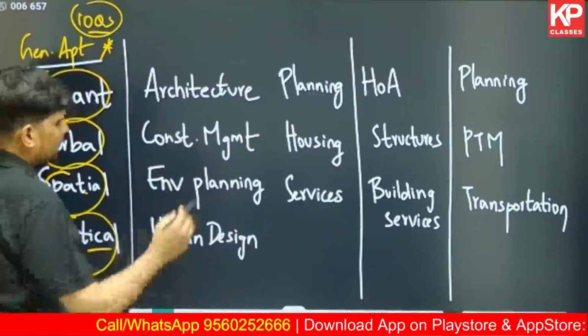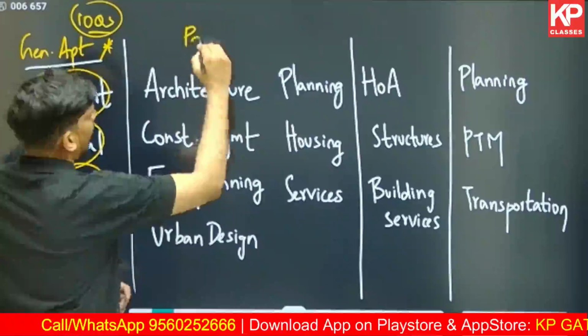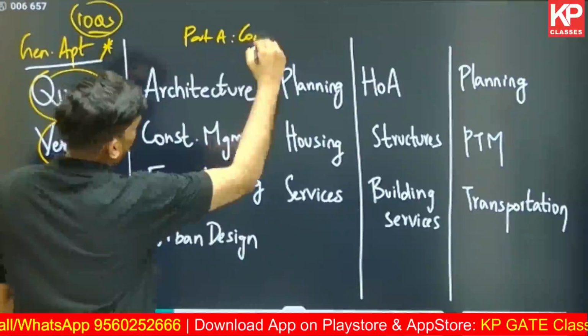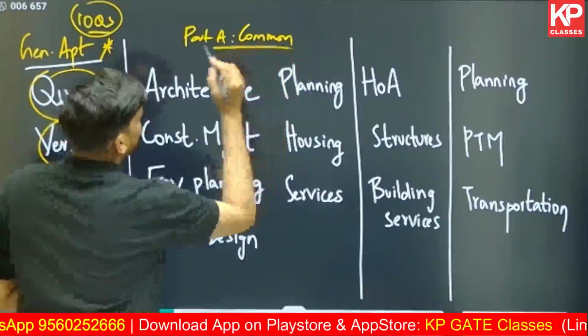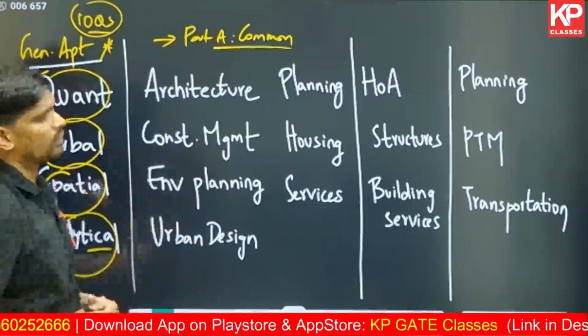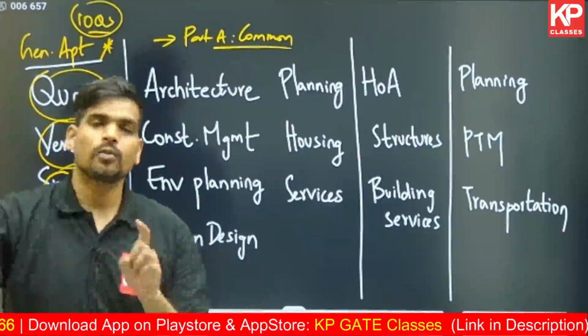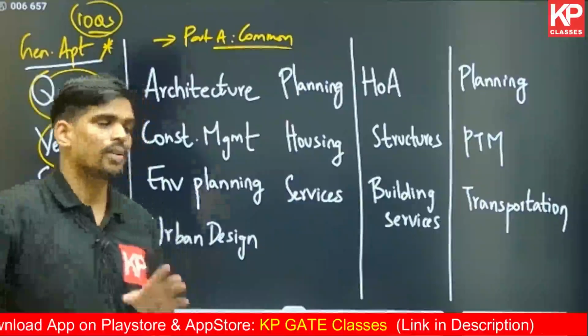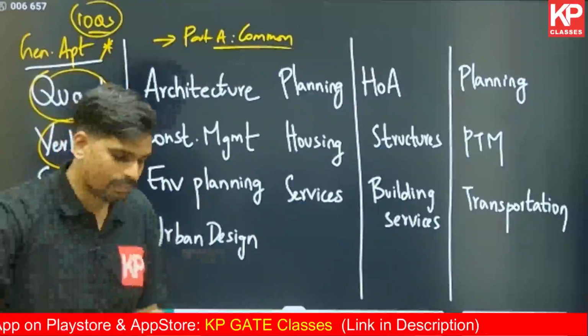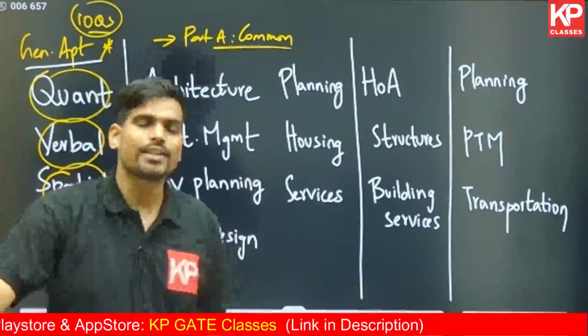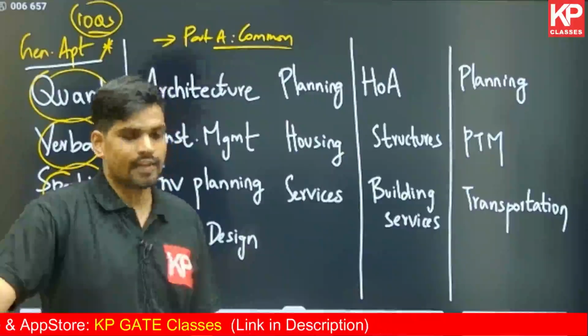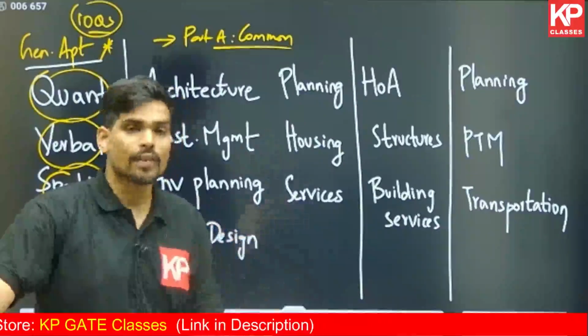Coming to the common part now, the major part, like I said, is part A, that is the common part. There are 7 sections, as per the official syllabus of the GATE Architecture and Planning. You can check out the official syllabus from the GATE website. You can also find the detailed section-wise analysis on our website as well.